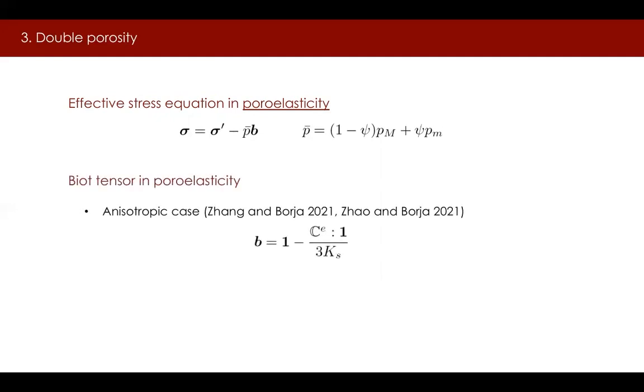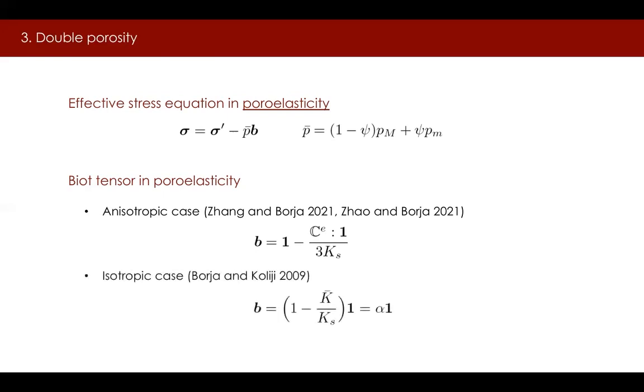Zhang and Borja employed the superposition principle, whereas Zhao and Borja made use of thermodynamics of a continuum and arrived at the same expression for the Biot tensor, B. In this expression for B, C^E is the drained tensor of elastic moduli for the solid matrix, whereas Ks is the bulk modulus of the solid grains. This expression is true for triclinic, monoclinic, orthotropic, transversely isotropic, and isotropic systems.